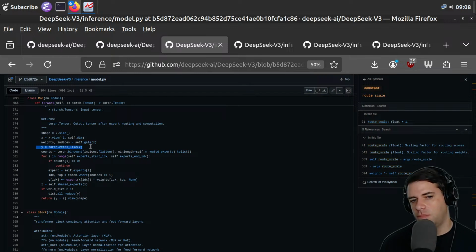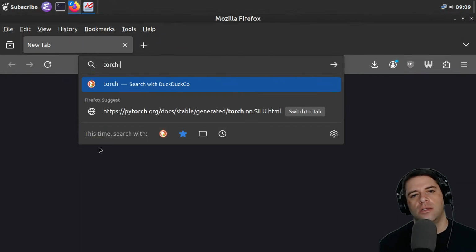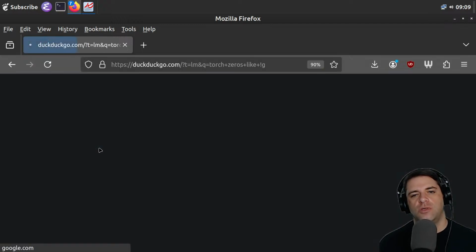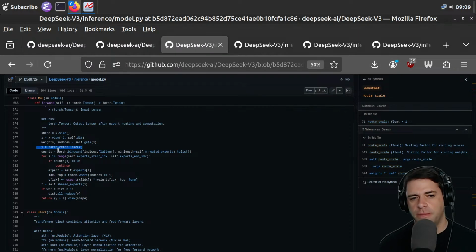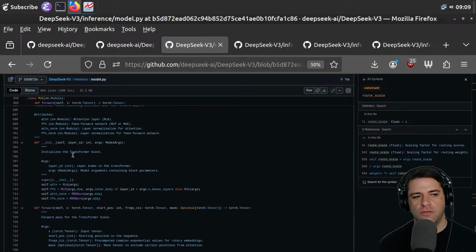We'll get something that's zeros, I guess, of the dimension of y. Let me see what the zeros_like function does. Returns a tensor with a scalar value 0 with the same size as the input. Okay. So I think it's a vector of zeros. And then we'll do this. I think we did look at this before. We'll do some bin counting and get the number of counts that you're supposed to send to each expert and so on and so forth.